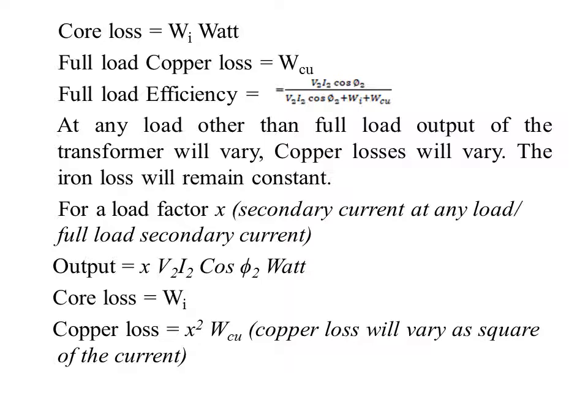Here the output power is X into V2 I2 cos phi 2, the core loss is Wi, but the copper loss should also be represented in terms of X square into Wcu. X square means I square into R: as the current changes, the loss goes as its square. So we represent it as X square Wcu. Copper loss will vary as the square of the current.